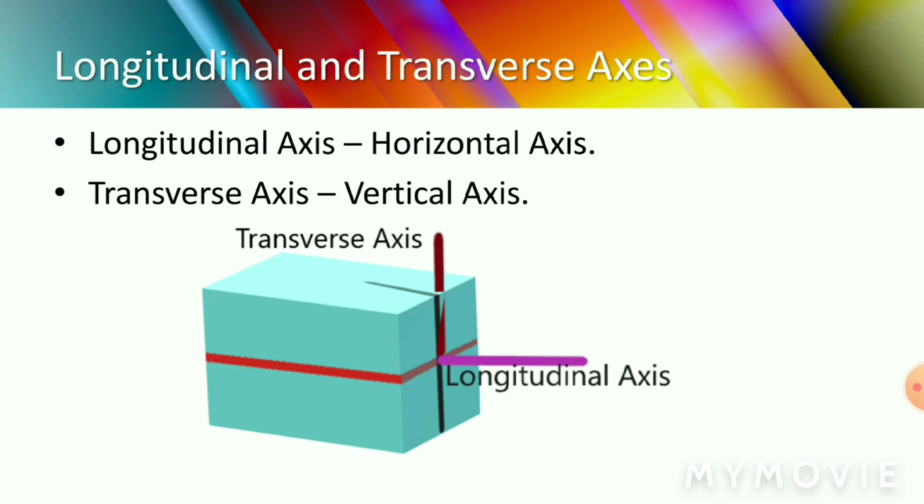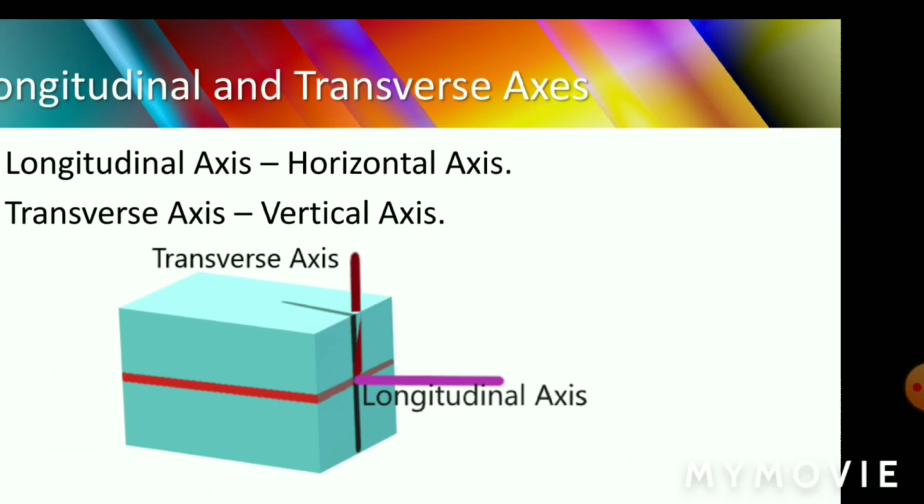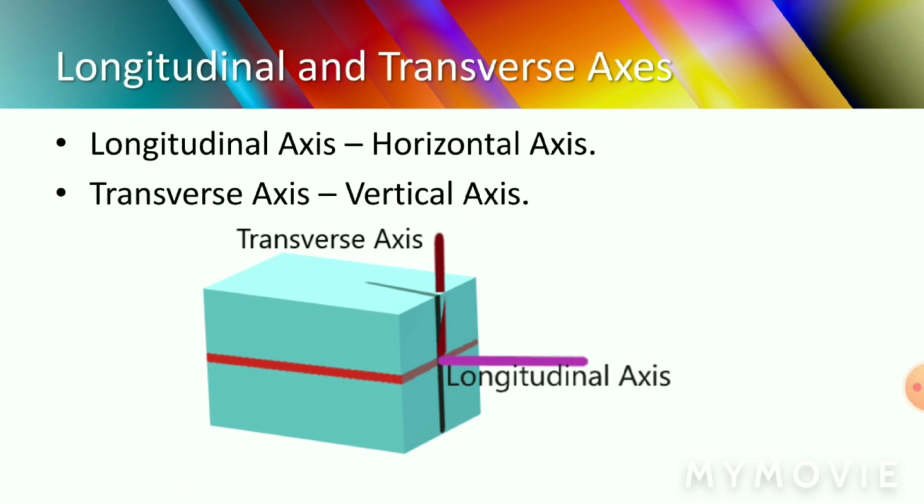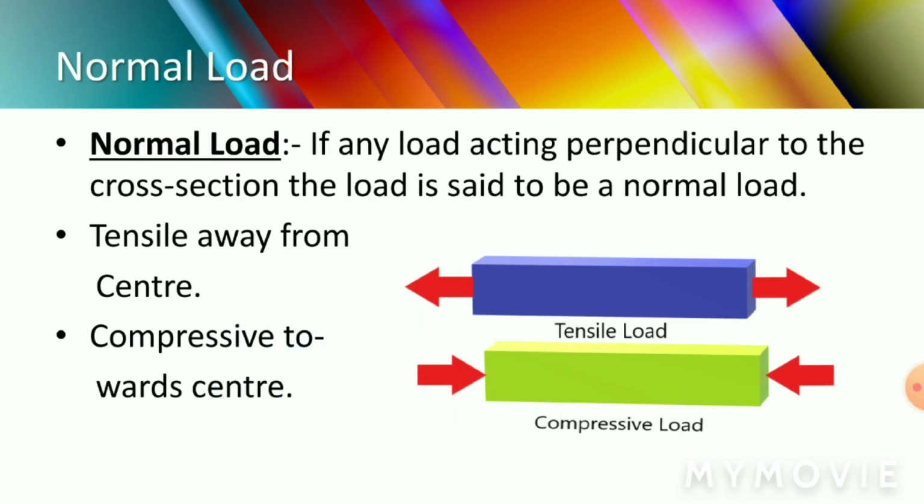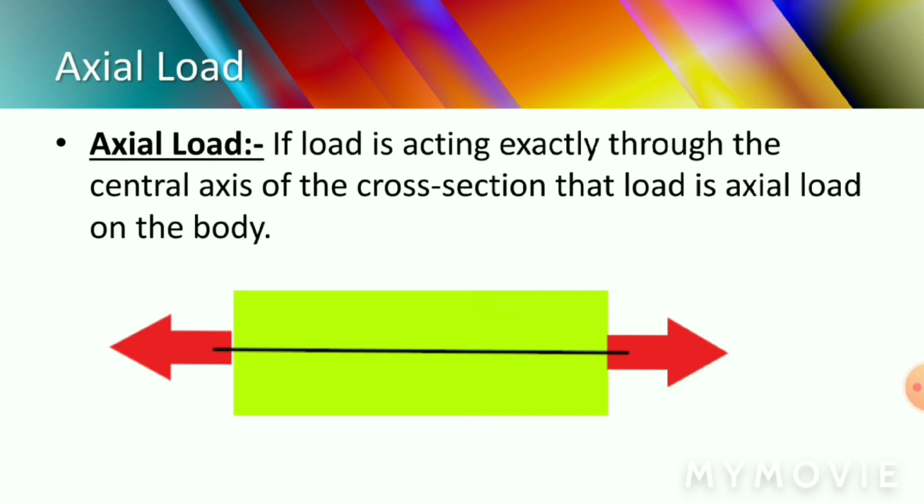Axial load. If the load is acting exactly through the central axis of the cross section, then the load is said to be axial load acting on the body. You can see here the black line is the central axis and the load is acting exactly through the central axis. Thus, this load is axial load, or we can say axial tensile load.